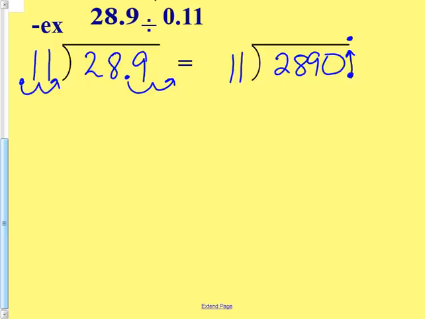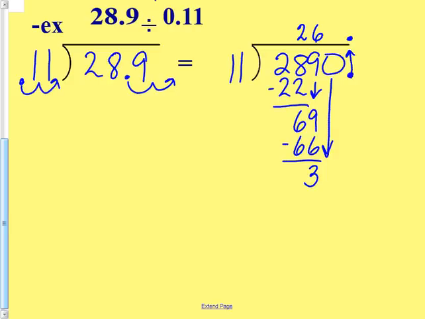11 doesn't go into 2. It goes into 28 twice. 2 times 11 is 22. 28 minus 22 is 6. 6 is less than 11, so bring down the 9. 11 goes into 69 6 times. 6 times 11 is 66. I'll subtract and get 3.